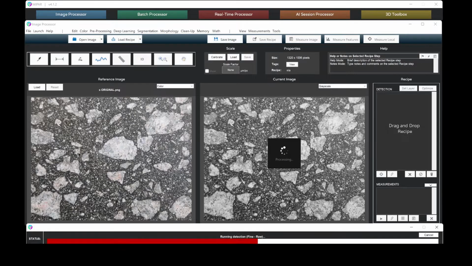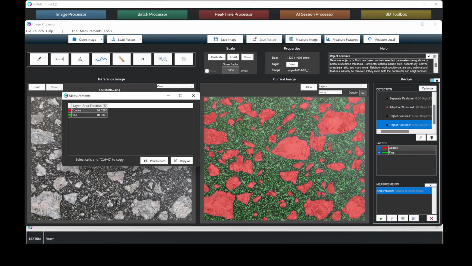As we apply our recipe, we see that MIPAR can quickly and accurately detect and classify the particles into coarse and fine. In addition, it automatically outputs the area fraction of both types of particles. Once the particles have been identified, it's relatively straightforward to then produce a summary report.